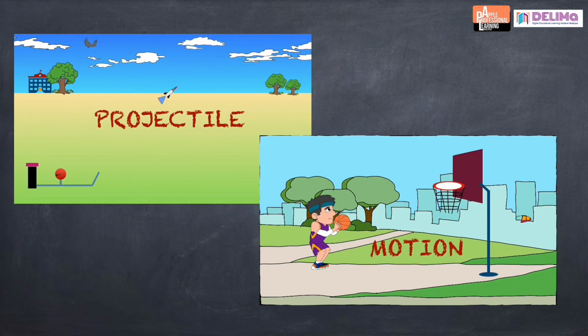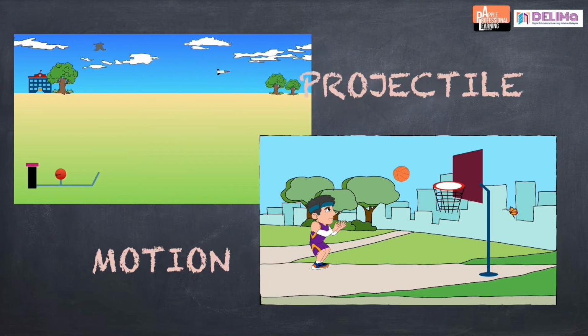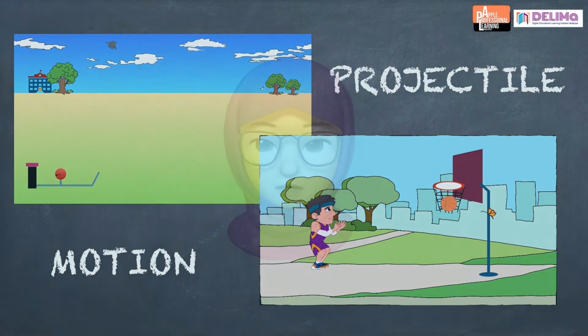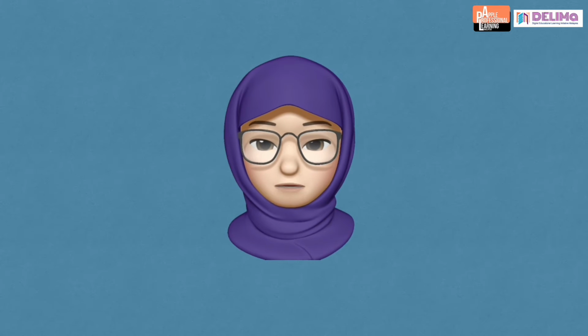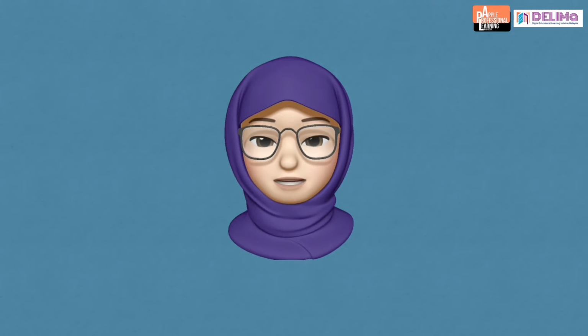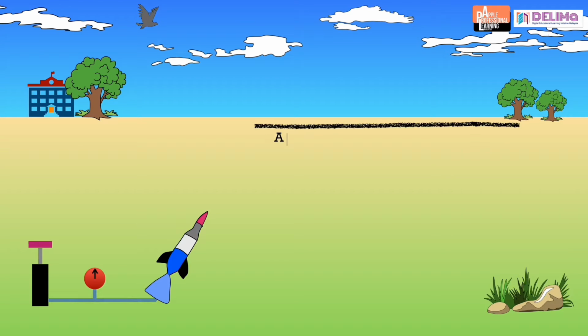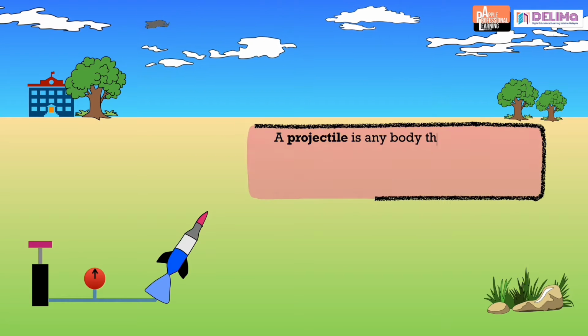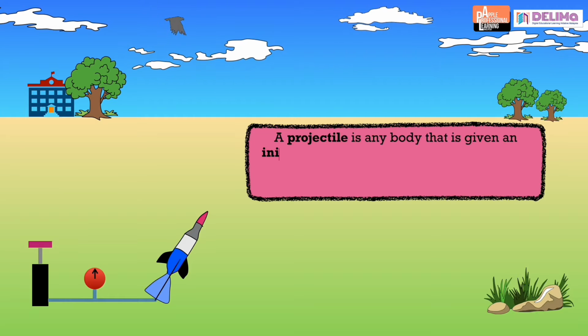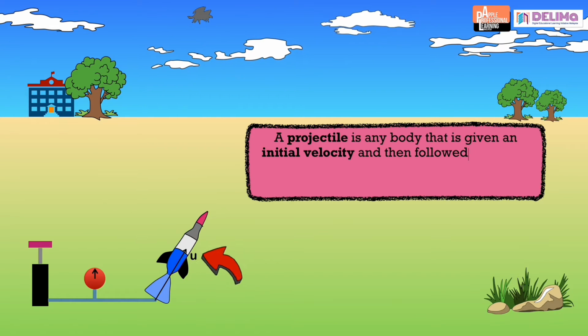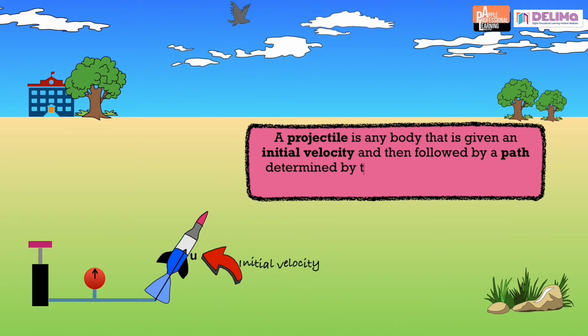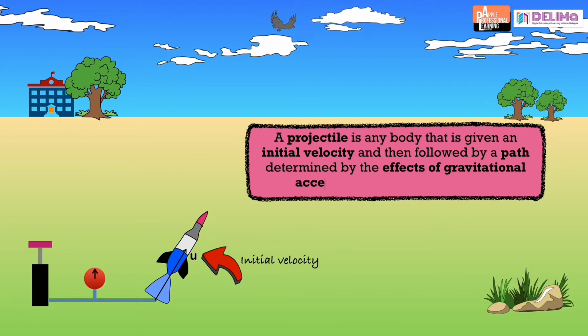Most of these examples illustrate the concept of projectile motion. So, what is projectile motion? Projectile means that it is launched or projected. A projectile is any body that is given an initial velocity and then follows a path determined by the effects of gravitational acceleration and air resistance.